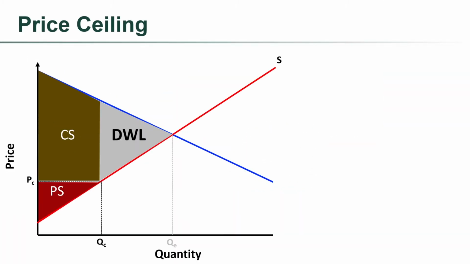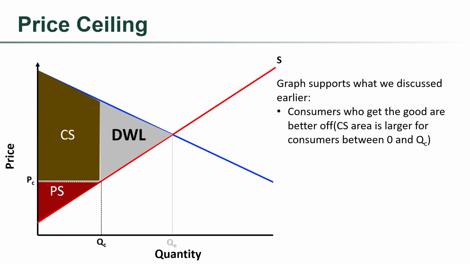So the neat thing about this is this graph is going to support all the things we talked about earlier when we were learning about rent control and price ceilings. The graph supports it. For example, the consumers who get the good are better off, right? So the consumer surplus area is larger for these consumers. If you're one of these consumers, if you're Monica and Rachel, you don't have to pay this price. You have to pay this low price. So you're loving it. You're getting a nice big surplus. So consumers who get the good are better off, as we discussed.